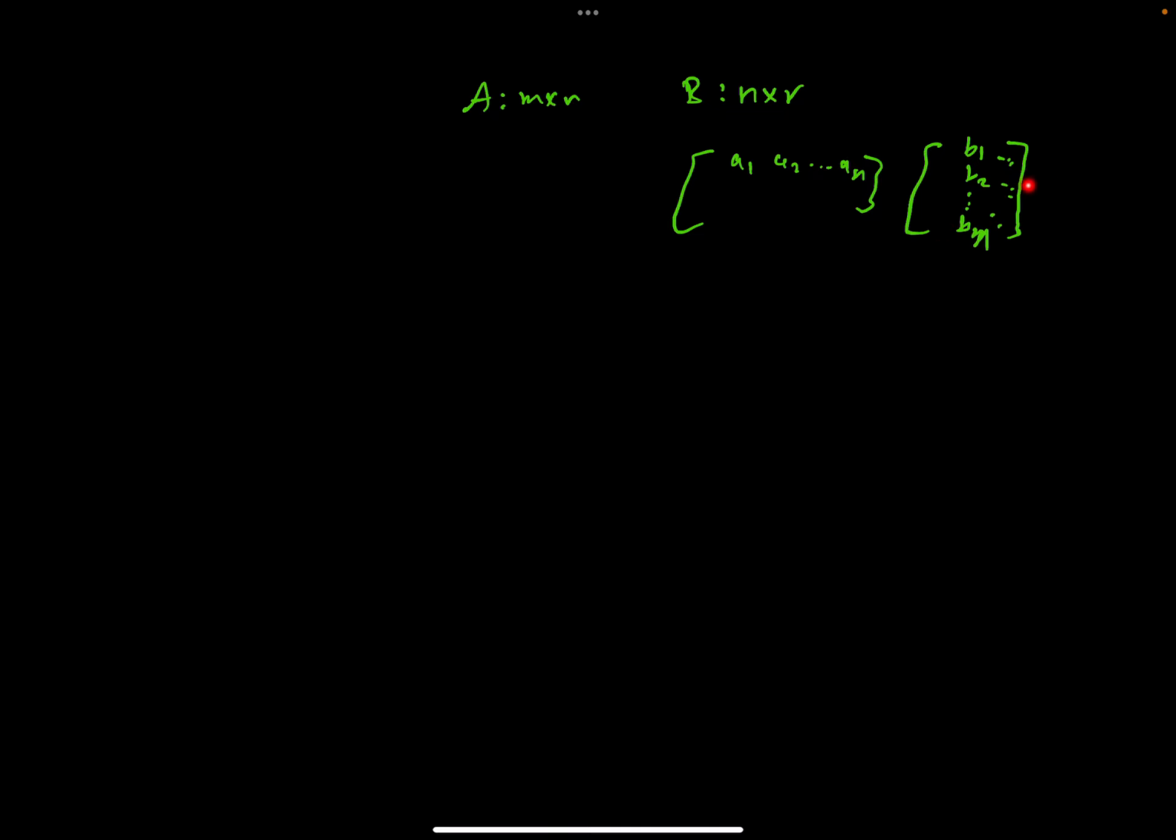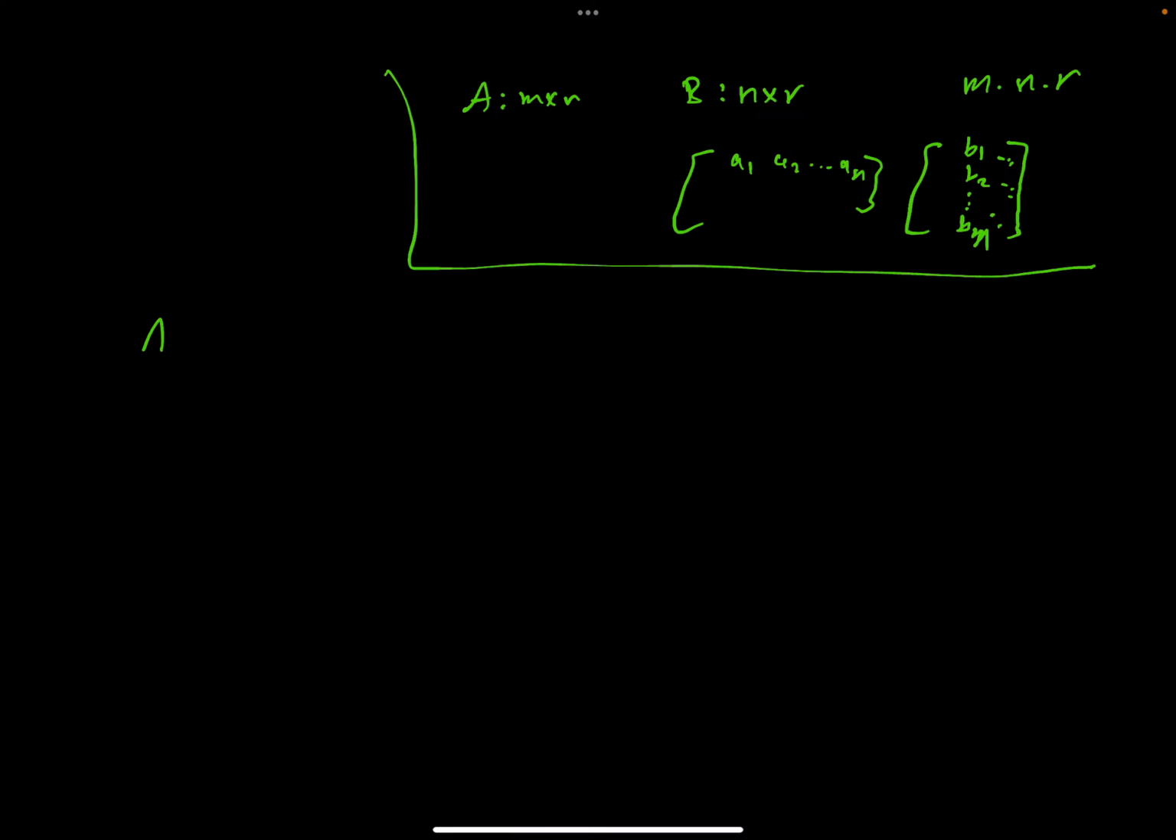The result is of size what? m by r, right? So how many scalar multiplications in total? m times n times r. That's the total number of scalar multiplications. Now forget about this. Not forget about this, we're going to use it. Now let me give you this example.